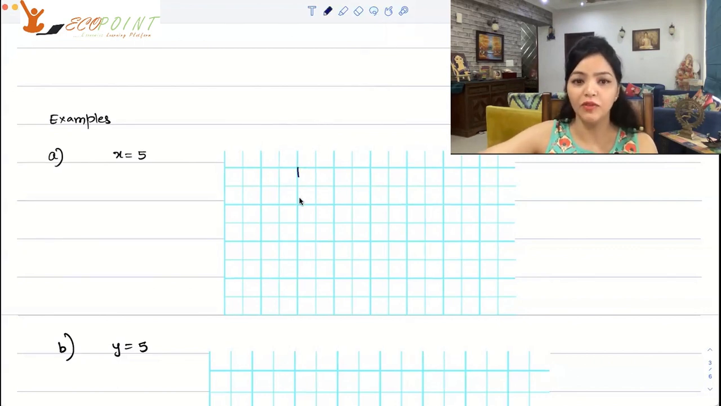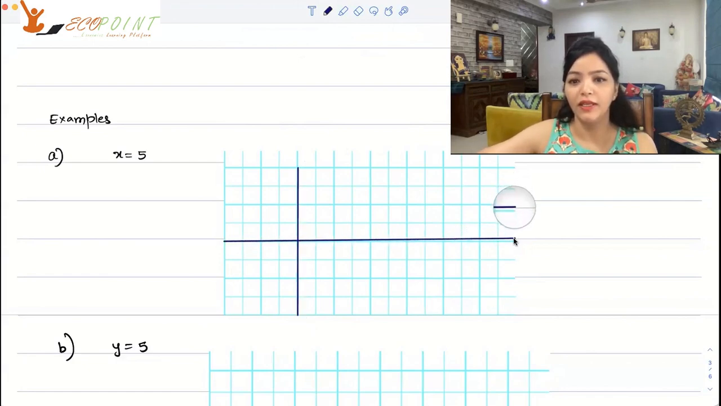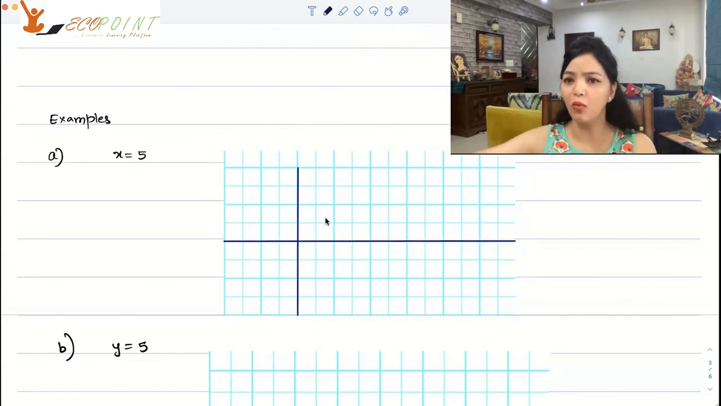If I have to represent the value of x equals 5 on a graph, what would it mean? It would mean that no matter what y is, x is going to be just 5. So on a coordinate system or a Cartesian plane, if I want to say that x will be 5, that means x will always be here, and no matter what y is, x will always be here.